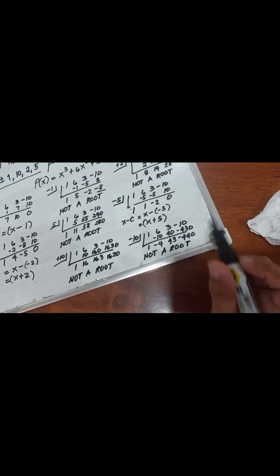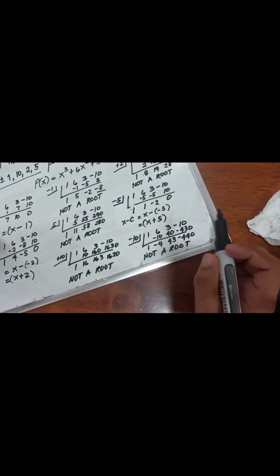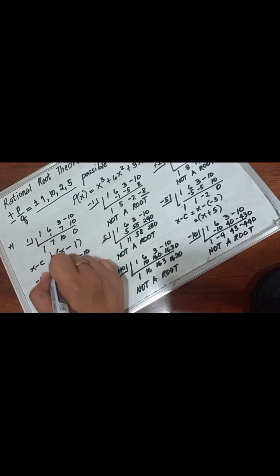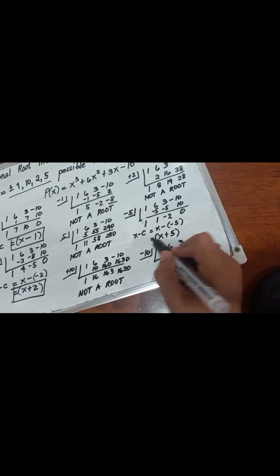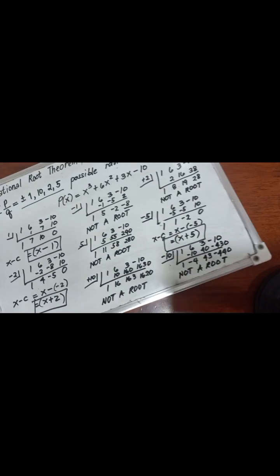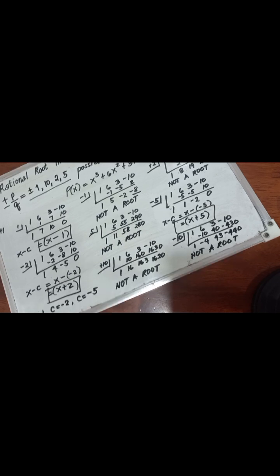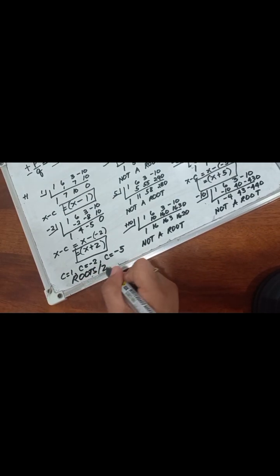So the roots or the zeros of our polynomial expression are x minus 1, x plus 2, and x plus 5. Or the values of c are equal to positive 1, c equals negative 2, and c equals negative 5. So these are our roots or zeros.